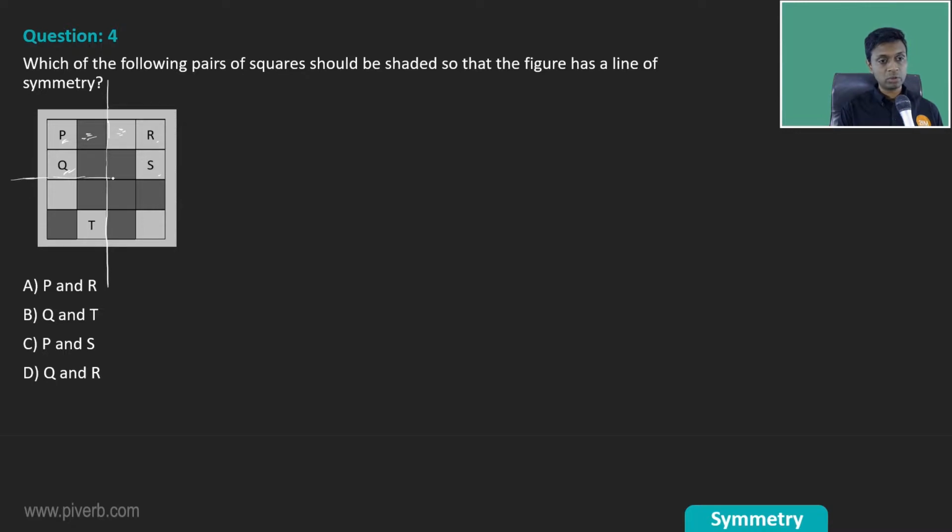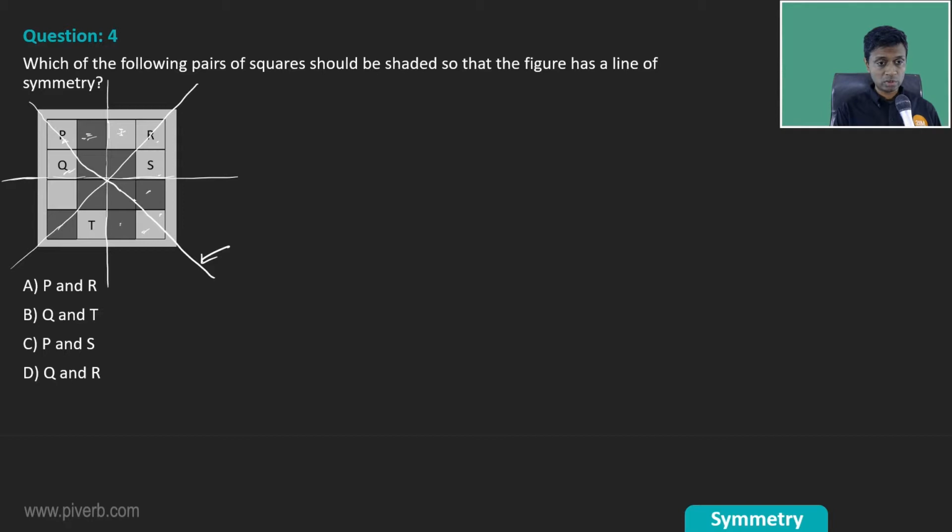Likewise, if we try horizontal, this one is shaded, this is unshaded, and we cannot change this. So there is no horizontal line of symmetry either. So we have to go for a diagonal, either this diagonal or this diagonal, one of the two. First I'm going to consider this diagonal.